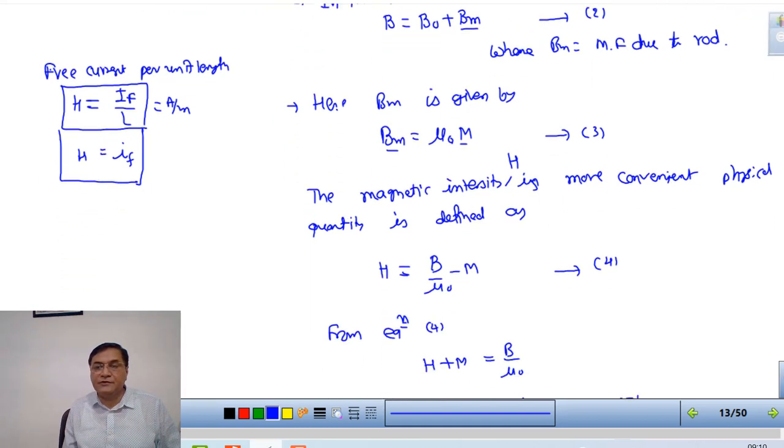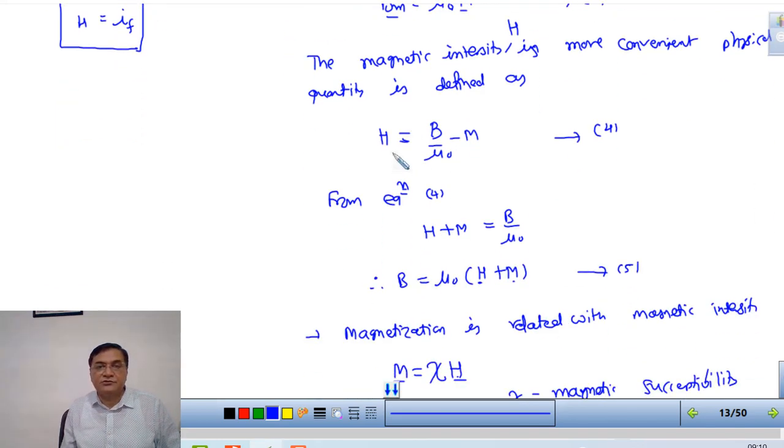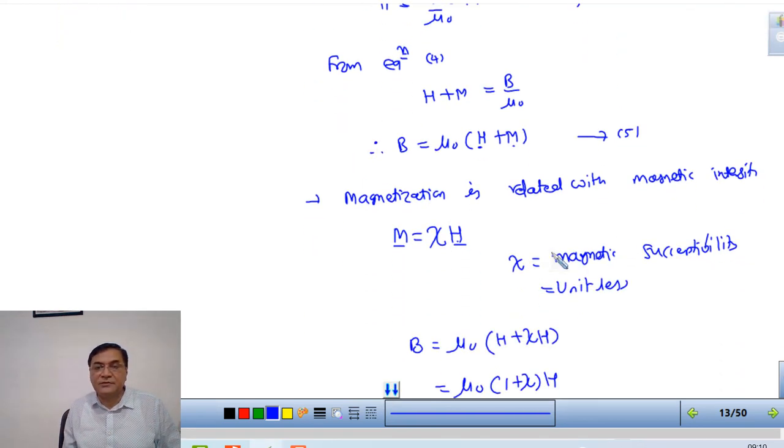One more physical quantity we define, that is H, equal to B upon mu 0 minus M. Simplifying, M comes to this side, so it becomes plus B upon mu 0. So B is mu 0 times H plus M. Again, what is the relation between H and M? M is equal to chi H. Chi is called magnetic susceptibility. You also have electric susceptibility, so we specify it is magnetic susceptibility.